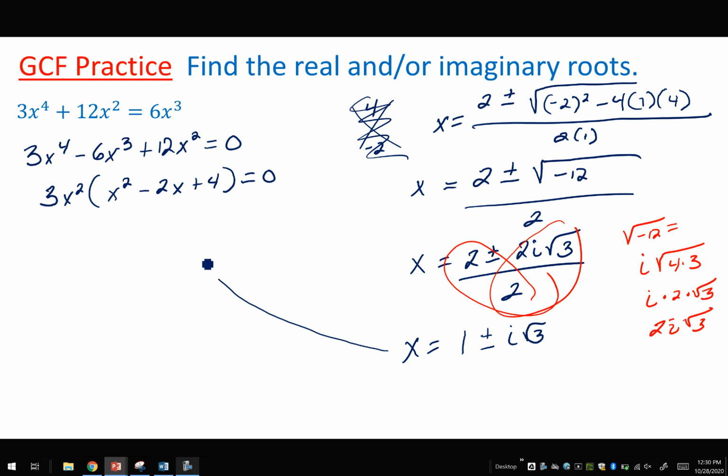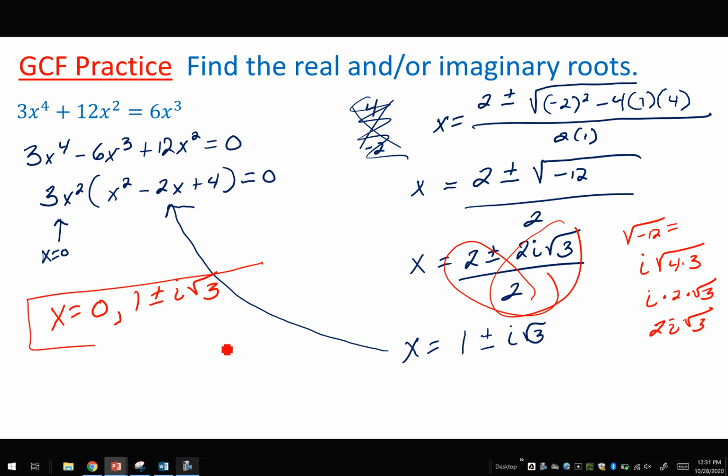Now be careful here, because that's the solution to what I have here in the parentheses. This is not my final answer. Because I know also this, I could have x equaling 0. So I'm saying do not forget about that GCF that you factored out. So final answer on this, I'm going to have x equals 0 and 1 plus or minus i root 3. This will be the final answer.